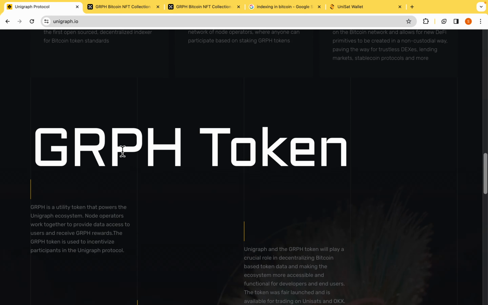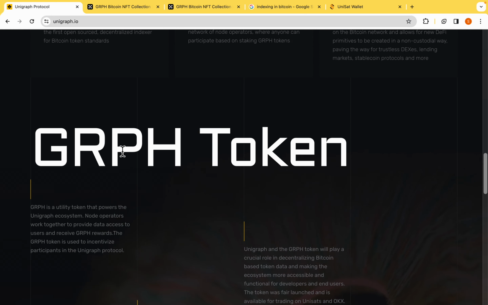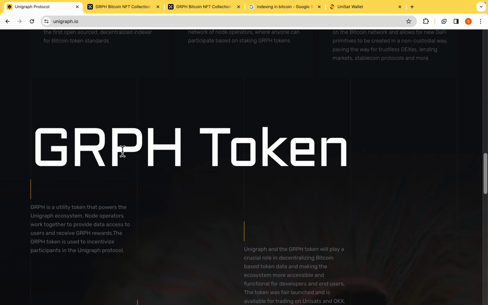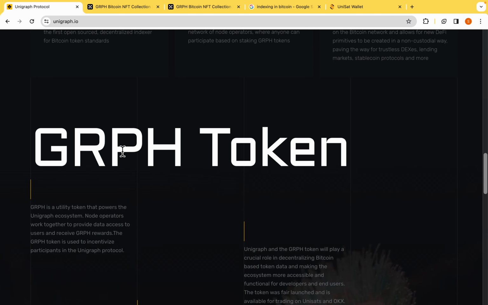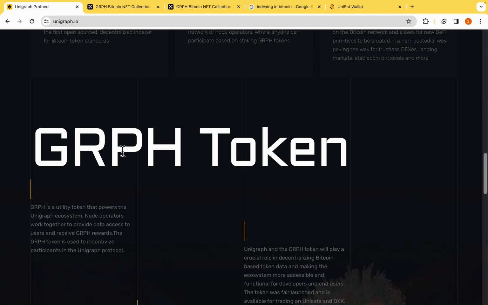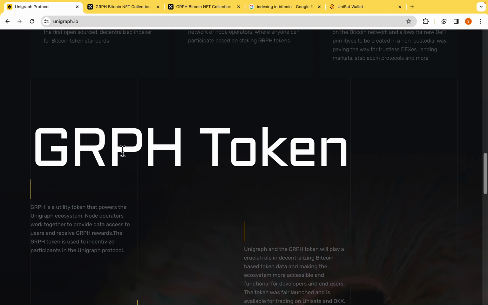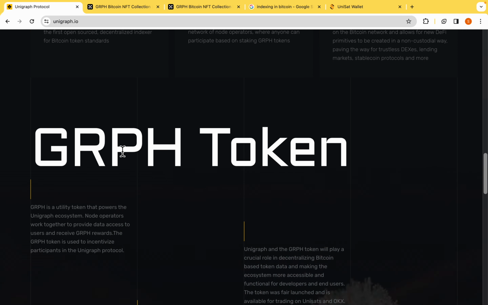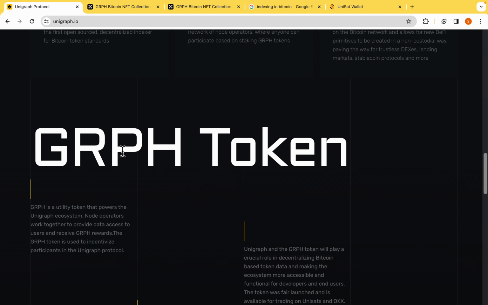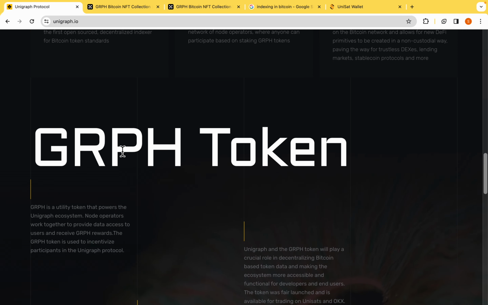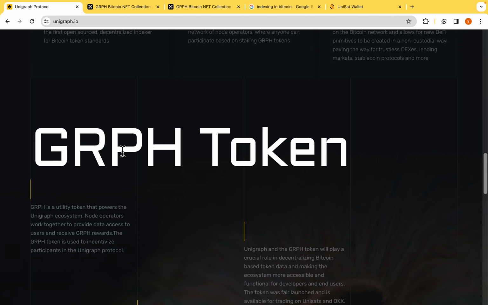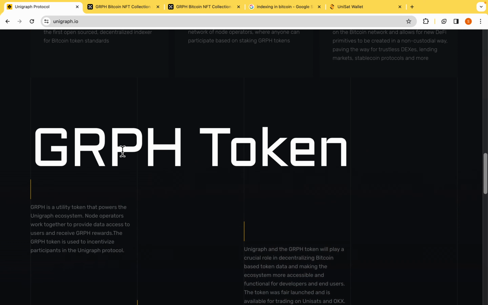Now, like I said earlier, Unigraph Protocol already has the graph token. Graph token is the utility token for the Unigraph Protocol. You can purchase graph token on OKX marketplace or Unisat marketplace. It is a very essential token if you are on the BRC20 ecosystem. You can buy graph token to stake on brc20.com, the staking app.